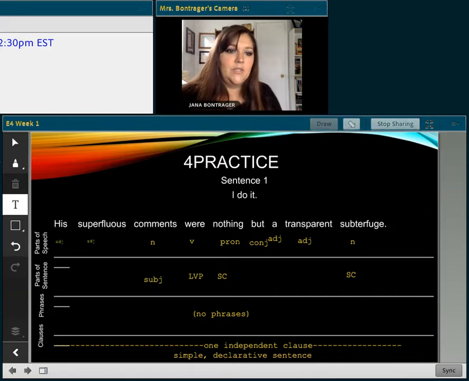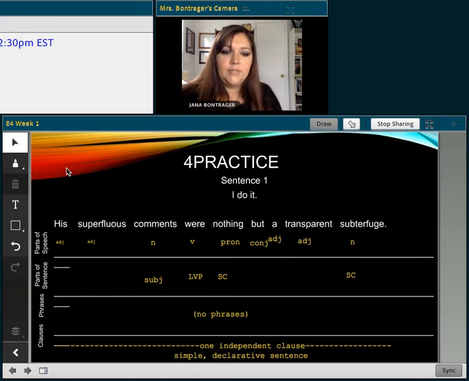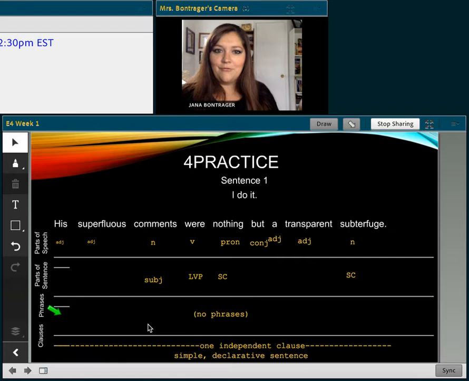There we go. And so that's what it should look like whenever you get completely finished with the 4Practice sentence. So just to review really quickly, the first line, we're labeling every single word, the parts of speech. The second line is going to be a little bit more empty because we're only labeling the main parts of the sentence. The phrases, if we have phrases, we would have pointed them out, but we don't have any in this sentence, so that is completely fine for nothing to go on line 3. And then in line 4, clauses, we are looking at the sentence as a whole.